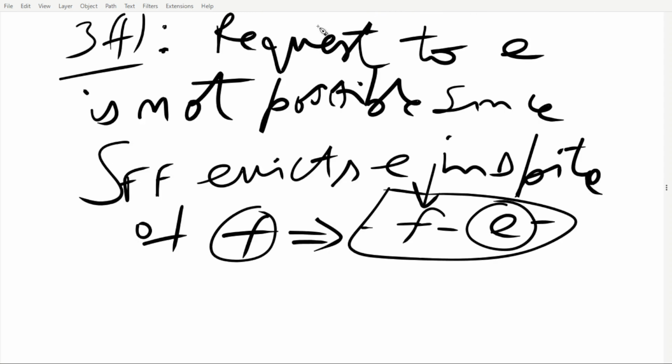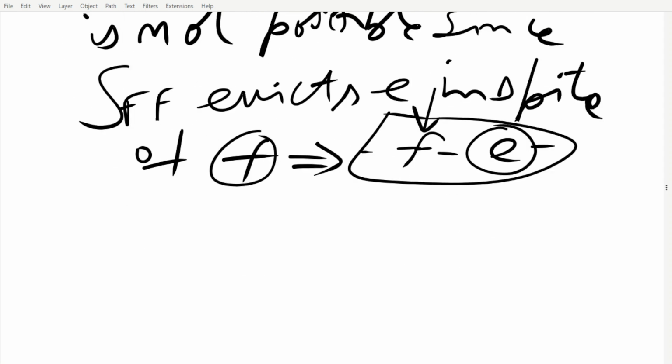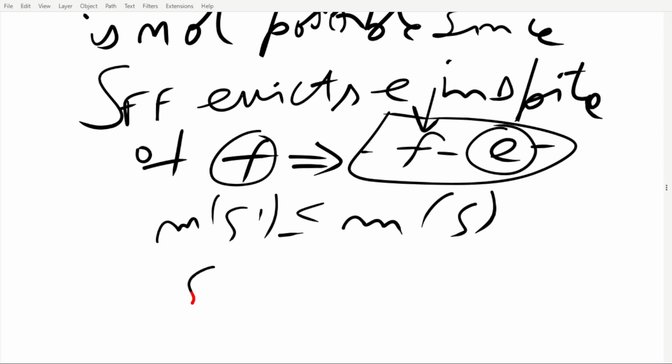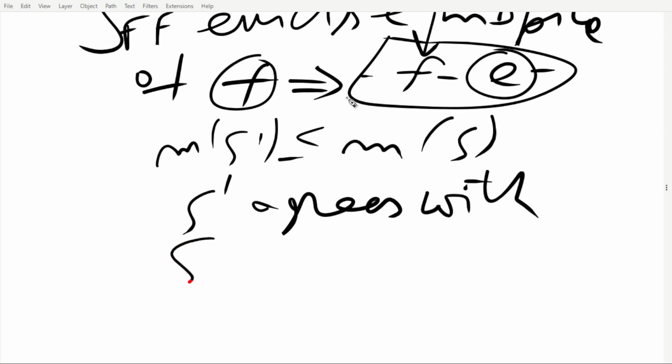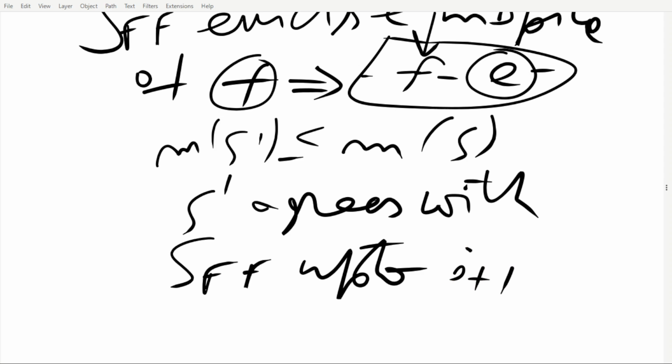So we have seen in all possibilities, number of misses of S prime is at most number of misses of S, and also that S prime agrees with SFF, farthest in future algorithm, up to j plus 1 items. So this completes the optimality proof, as I have explained earlier.